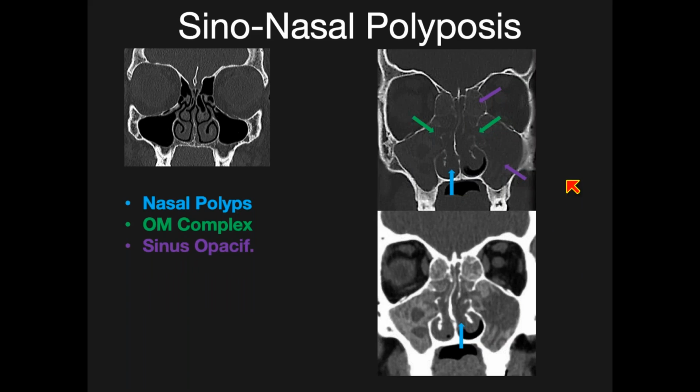The next big group is sinonasal polyposis. These are polyps, mostly allergic, that arise within the nasal cavity and block that pathway. And the sinus disease is secondary to that obstruction. You can see that complete opacification of all the sinuses as well as the nasal cavity. And this is a classic example of an allergic sinonasal polyposis.